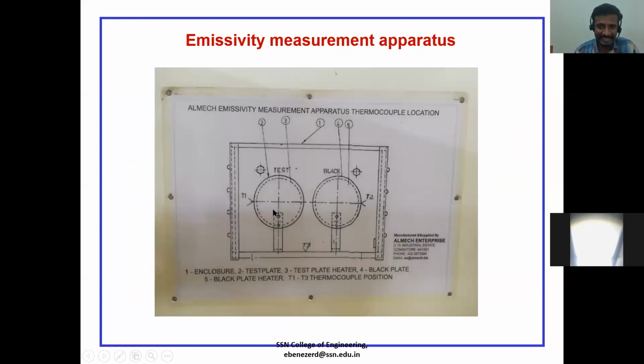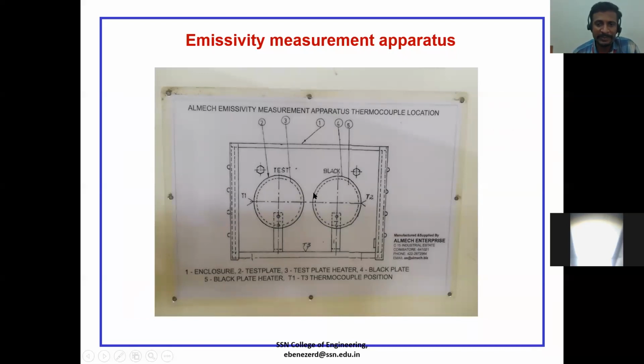Now this is the detail of the test plate in our laboratory. So you have a test plate and you have a black plate, and you have thermocouples attached to each one of them, T1 and T2, and you have T3 attached as your atmosphere or the surroundings temperature. Okay, so there are three temperatures given. You have two thermocouple plates given.